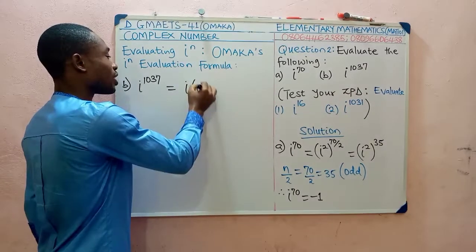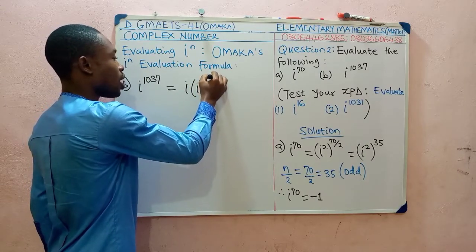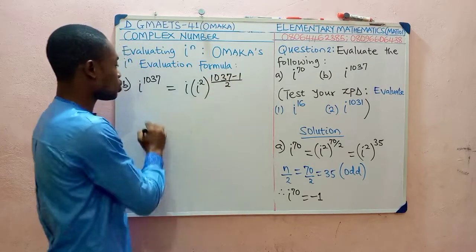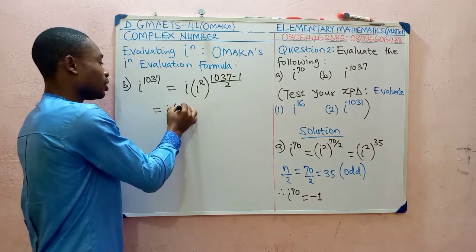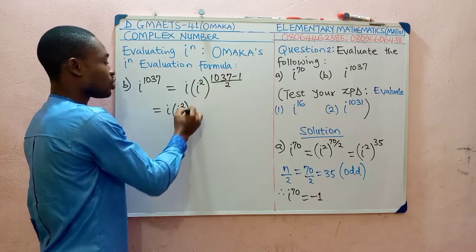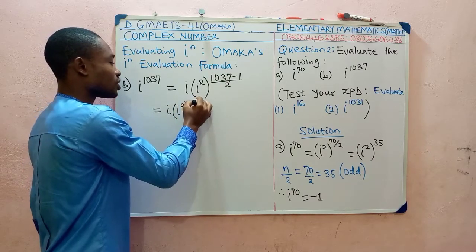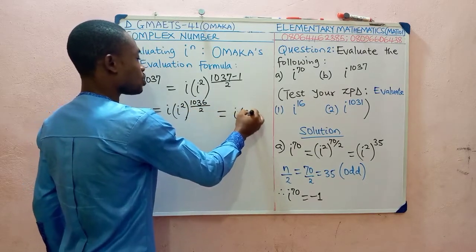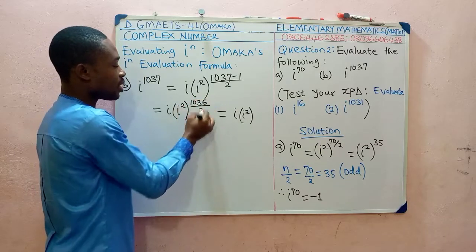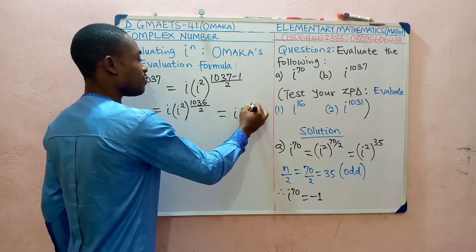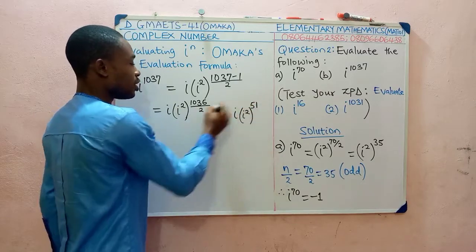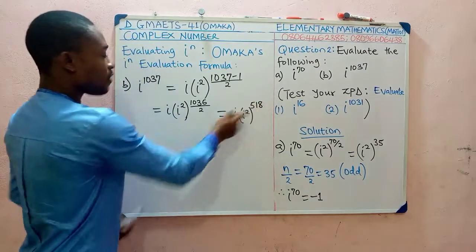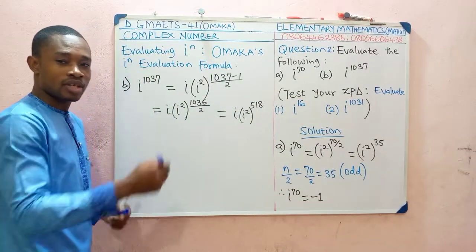This is equal to i times i squared raised to power 1037 minus 1 divided by 2. This will give us 1036. 1036 divided by 2: if you solve this, you get i times i squared raised to power... 1036 divided by 2 should give us 2 into 10 is 5, 2 into 3 will give us 1 remainder 1, attach the 1 to this 6, you get 16, 2 into 16 will give us 8. So 518 is an even power, is that not so?